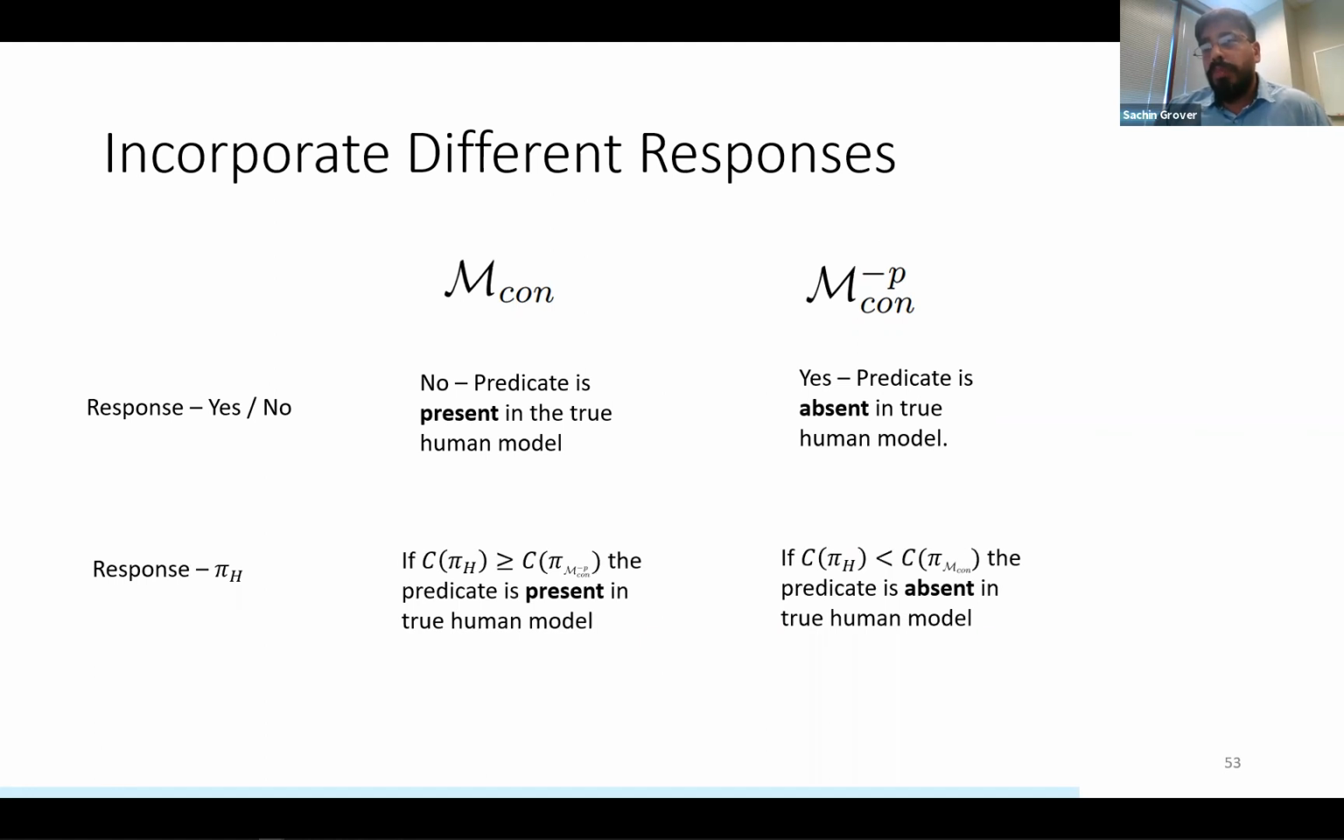A second response that is possible is basically pi-h. Pi-h is the plan that they would construct from the initial to the goal state. In this case, if the cost of pi-h is greater than the cost of the plan, that would mean that the plan is from this model and the predicate is actually present in the human model. Similarly, if the cost is less than that, then the predicate is absent in the true human model.